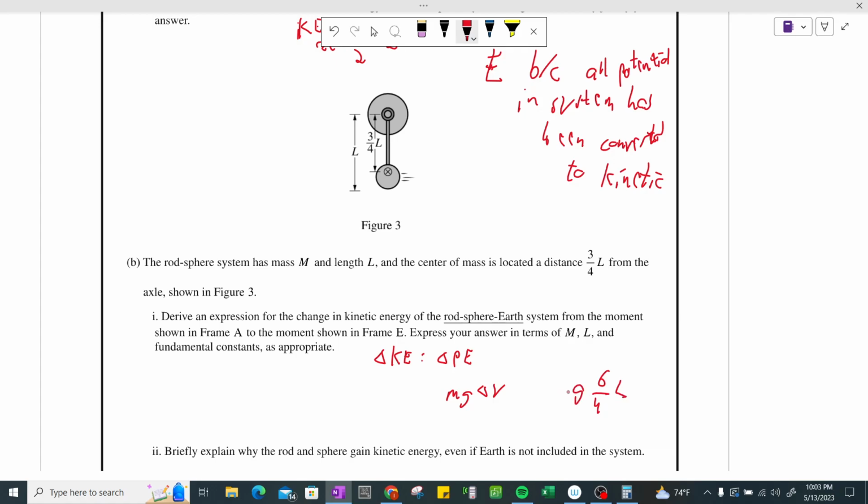I got my g. I've got my m, which is the mass, right here. So I should get my change in kinetic energy equals, I'm going to do a little bit of simplifying. I got my m g as my physical constant. I'll actually put a 3/2 in front just to move it out. 3/2 mgL.